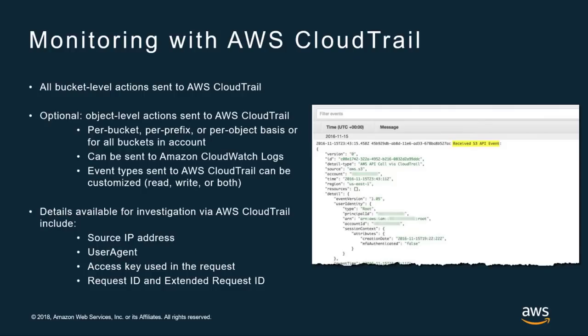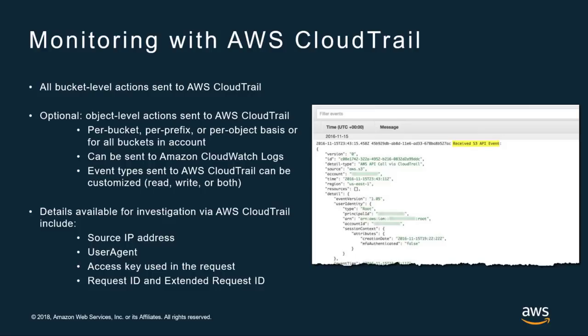And then finally, CloudTrail is really important to audit access. You want to use CloudTrail, which looks at every S3 API event and logs it. So all bucket level actions will be sent to CloudTrail, and then you can drill down and get more granular, turning it on per bucket, per prefix, or per object basis, or for all buckets in an account.